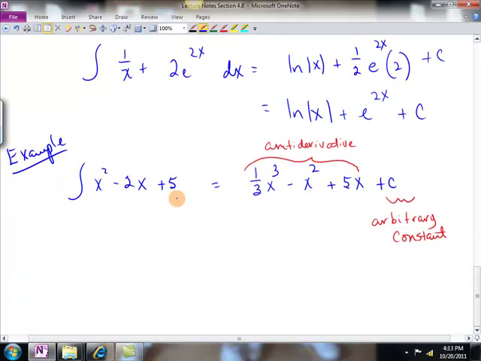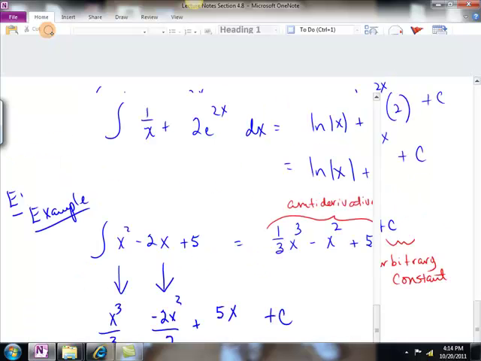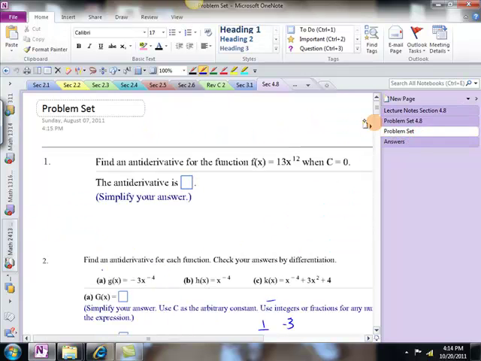Here's the integral of this. We're going to do each piece. So this piece becomes x cubed over 3. This piece becomes negative 2x squared over 2. And this becomes 5x. When you have just a number, it goes up to an x. And then we have a plus c. We clean it up, and we might write it 1/3 x cubed minus x squared plus 5x plus c. Okay? All right, let's look at the problems.